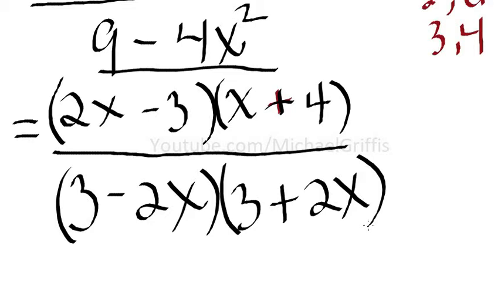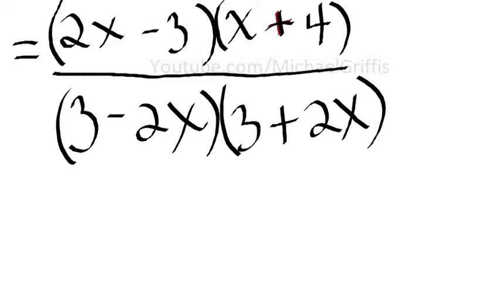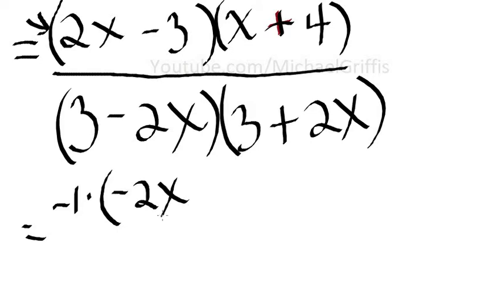Well, we have a 2x minus 3 in the numerator and a 3 minus 2x in the denominator. So we're going to have to pull a trick out of our hat. And that is, we're going to factor a negative out of this guy, which is going to make that negative 1 times negative 2x plus 3. We did this in a previous problem.